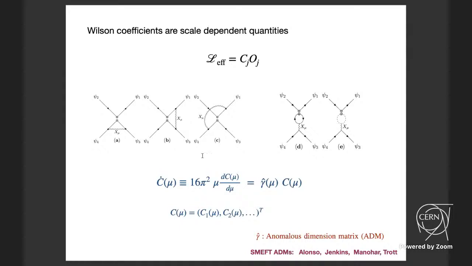So you can describe the RGEs using this equation, where C dot, which is 16 pi squared mu dC over d mu, is equal to gamma times C. So this is a matrix equation where C is a vector of various Wilson coefficients, and gamma is an anomalous dimension matrix. And in SMEFT, this matrix is known for the full Warsaw basis at one loop order, including the gauge dependence, Yukawa dependence, calculated by these people.